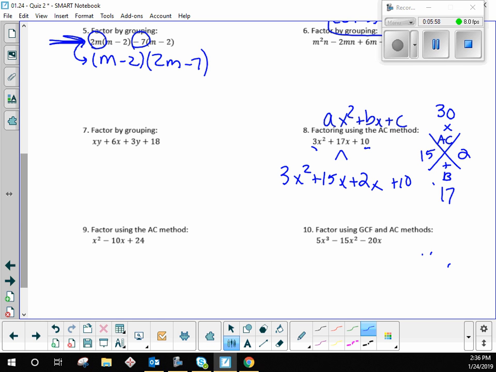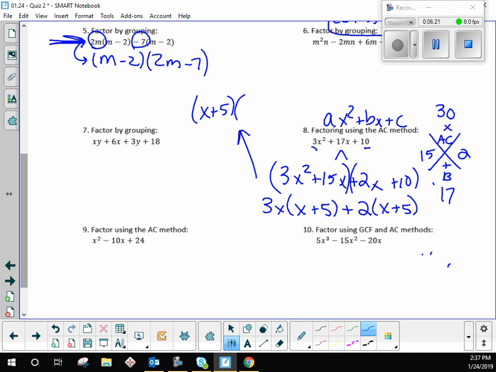And now I do grouping. Perfect. So group this, group this. That first group has 3x in common and x plus 5 left over. The second group has 2 in common and x plus 5 left over. And that whole thing has x plus 5 in common, and 3x plus 2 left over.